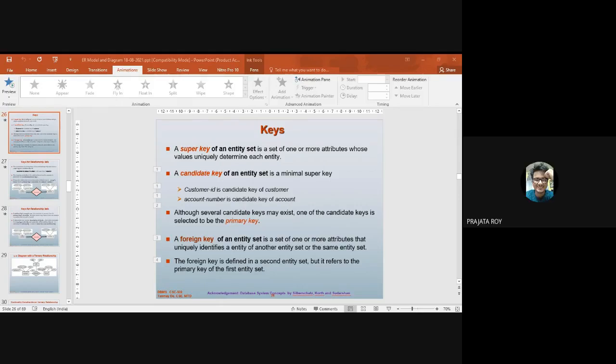Sir, are you writing something? It's not visible, sir. Which one is not visible? Are you writing something on the screen, sir? Now I am just marking. We can't see any marks, sir. That's the thing, sir.